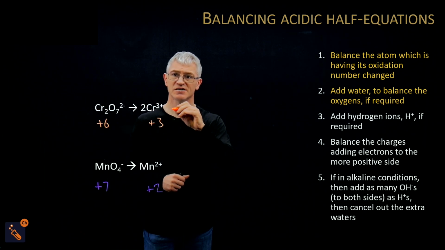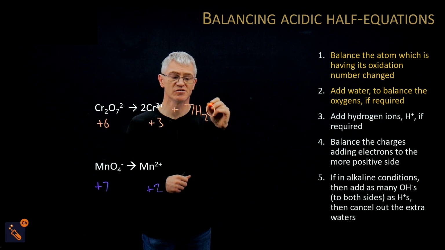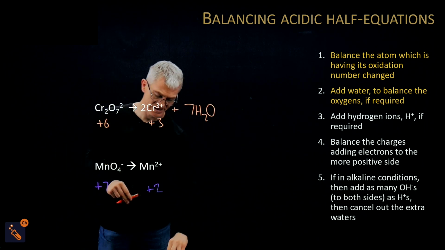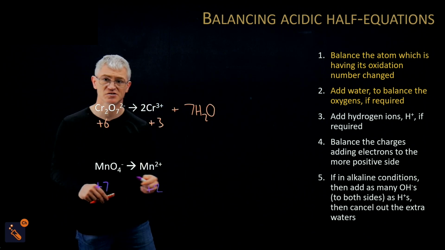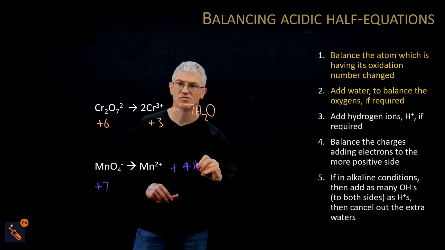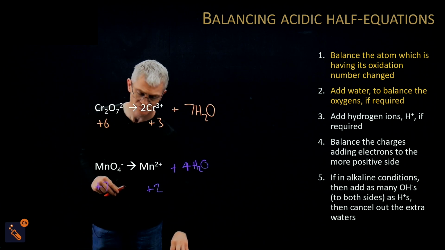Well, there's 7 oxygens here, so I need to balance that. So what I do is I go over to this side, and I will do plus, and I'm going to do the 7 oxygens. So each water has 1 oxygen in, so I'm going to put 7 waters in. If I then go and do exactly the same thing down here, manganate, there's 4 oxygens, so I'm going to need to add 4 waters, okay, so 4 waters on that side.